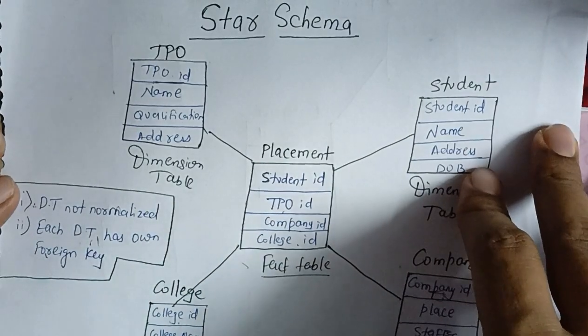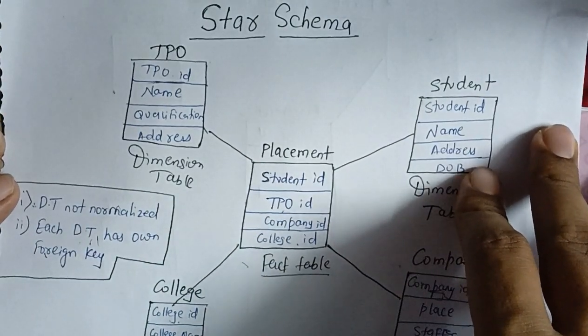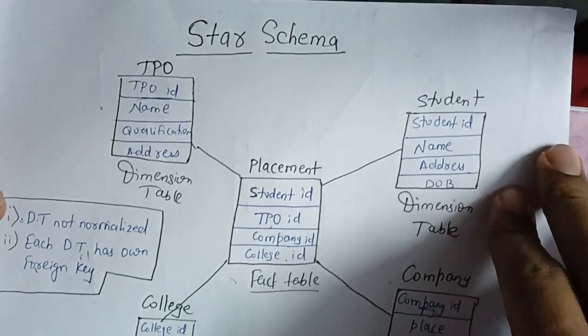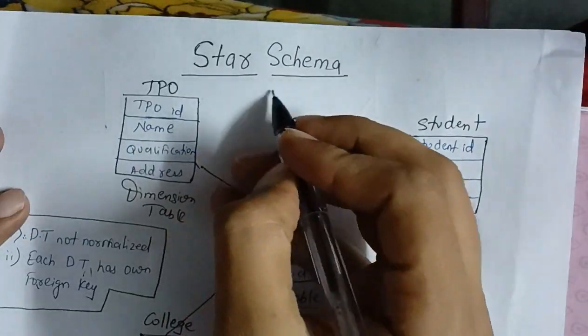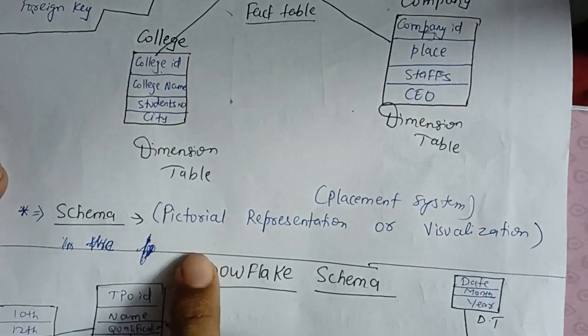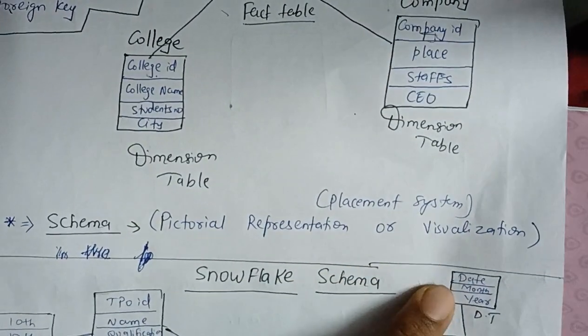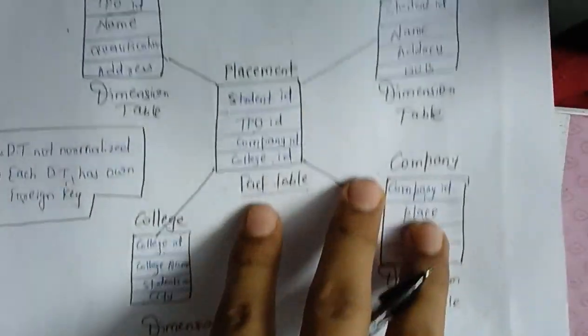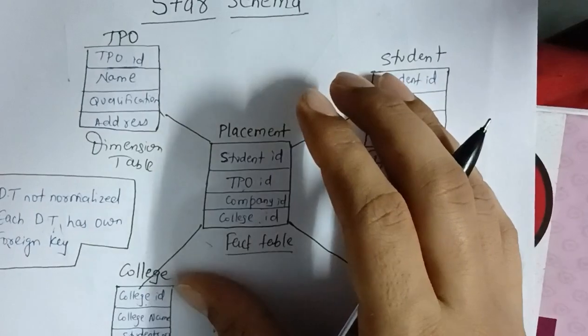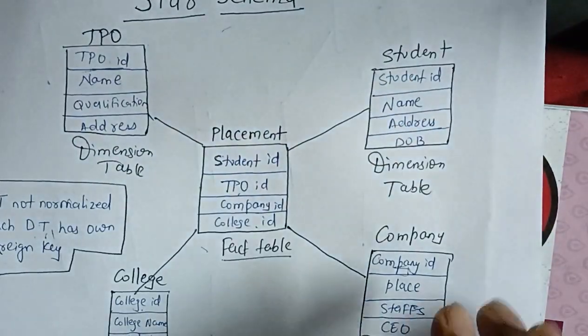Hello friends, so in this video we are going to see about Star Schema, Snowflake Schema and Fact Constellation Schema. So first one is Star Schema. What is it? A schema is the pictorial representation or visualization of any table. That gives the proper representation and visualization of any type of table we are drawing.